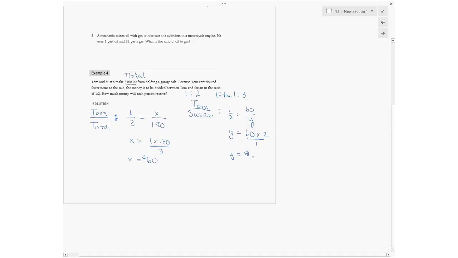If you've got a word problem, let's do a word answer. So Tom receives $60, and Susan receives $120. And that one's done.